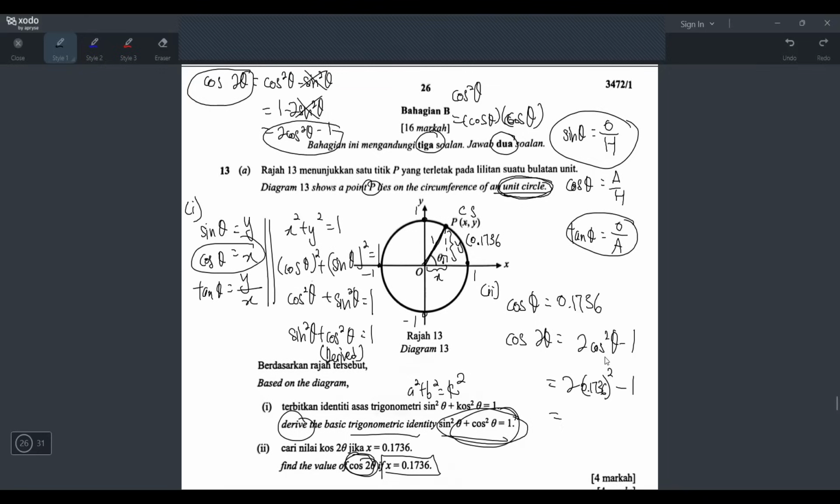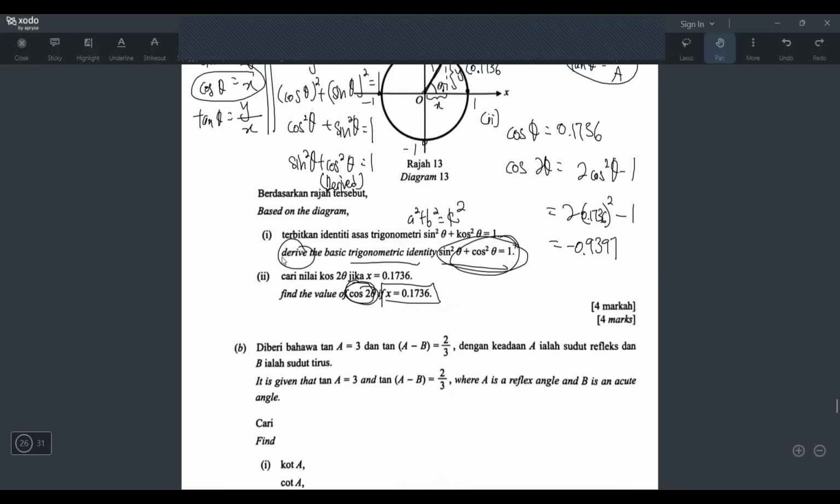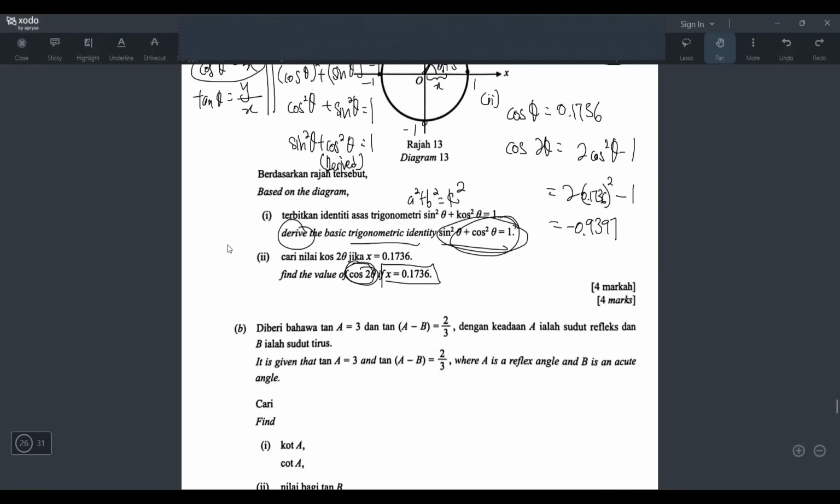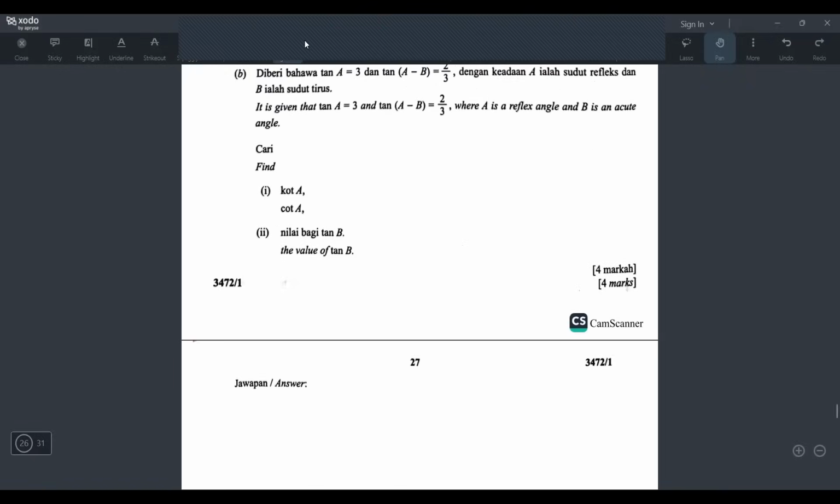So now you press calculator. 2 times 0.1736 square minus 1. Okay, let me press my calculator. All right, my calculator gave me negative 0.9397. So I think that's the answer. Yeah, negative 0.9397, that's the answer. Okay, hope you understand my explanation. Now we can continue with B, question B.